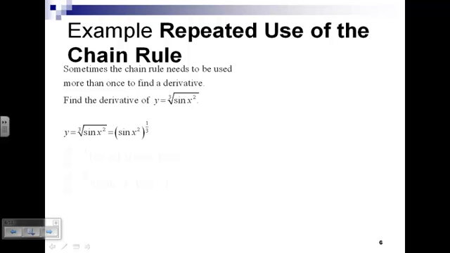If you're getting a little bit stuck, it may be a good thing to remember that the cube root is the same thing as the power of 1/3. So what we're really in is a power rule on the outside function. The outside function is a power rule.